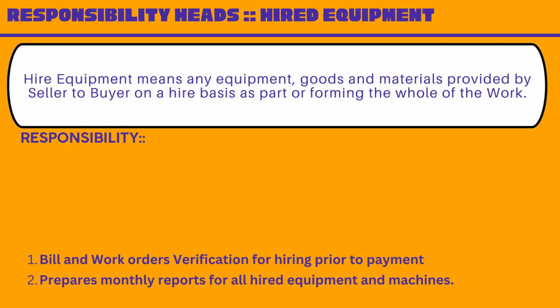13. Hired equipment. Hire equipment means any equipment, goods, and materials provided by seller to buyer on a hire basis as part or forming the whole of the work. Responsibility. Times bill and work orders verification for hiring prior to payment. Times prepares monthly report for all hired equipment and machines.